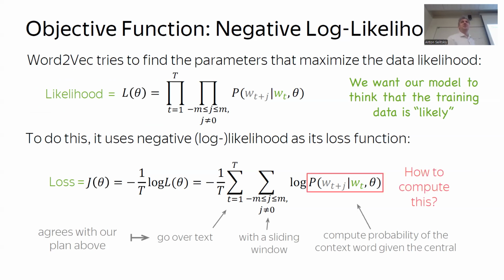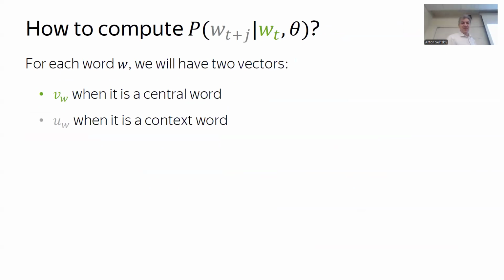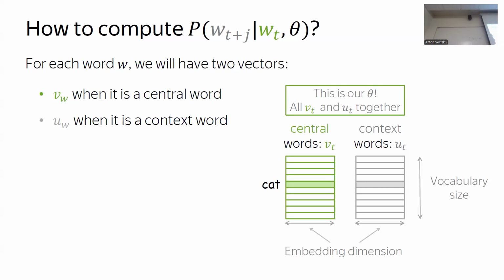Okay, now how to calculate these probabilities finally. For one word W, we have 2 vectors. One is context, one is central word. Here the word cat plays the role of the central word. Here, the word cat plays the role of the context word.